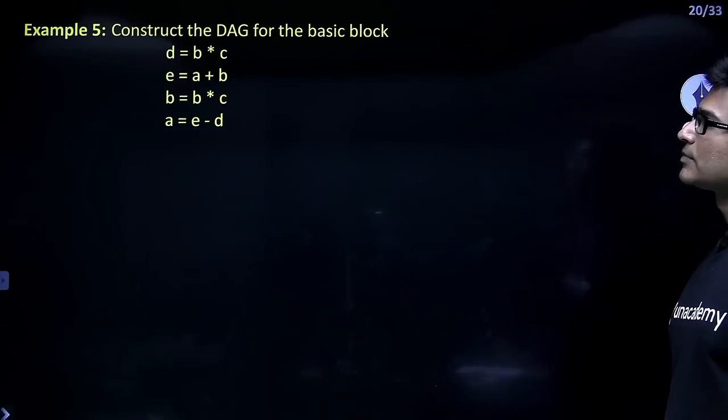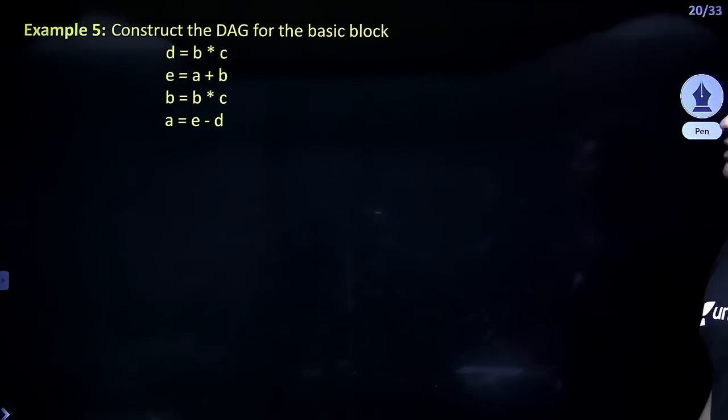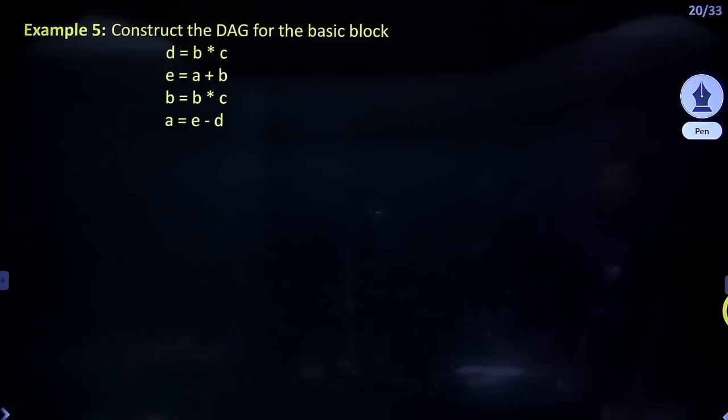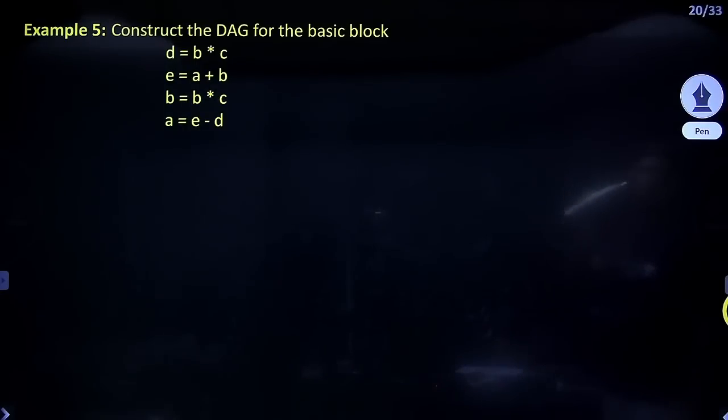Okay guys, so can you construct for this? Can you solve this example?